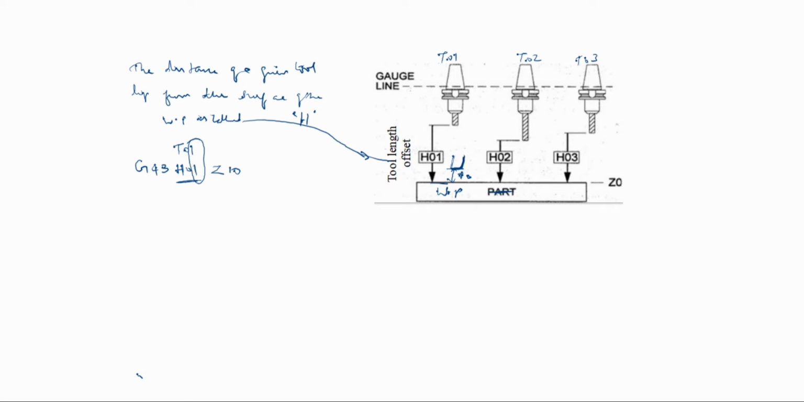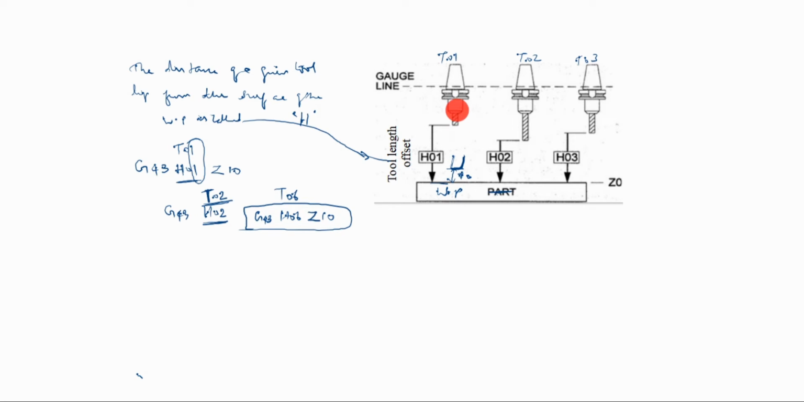If you take H02, you can take T02 for G43. First you have to choose the tool. T02 means you can take H02. If you take the T06 tool, you can take H06. So G43 H06, and this Z value you can take 10 or 20, 50, whatever it is. This is the G43 code.